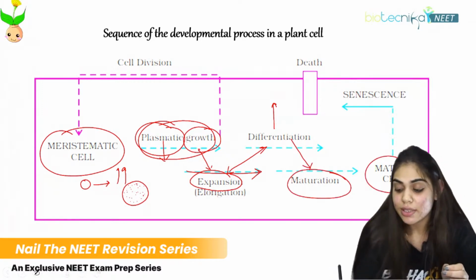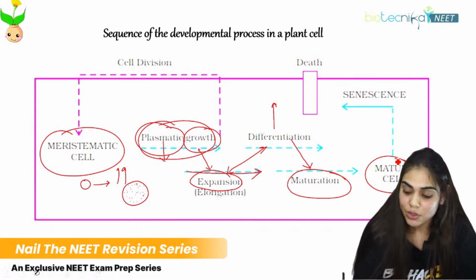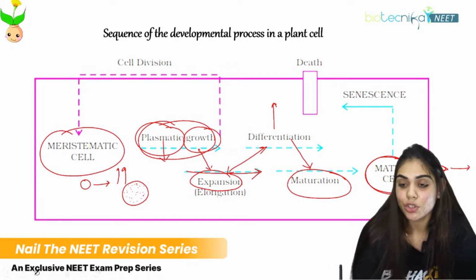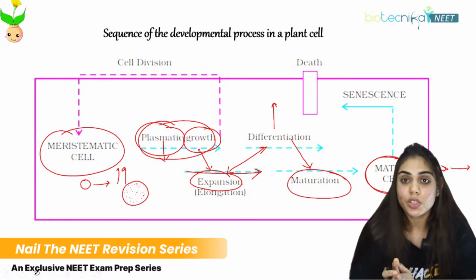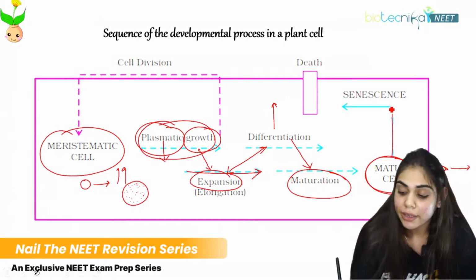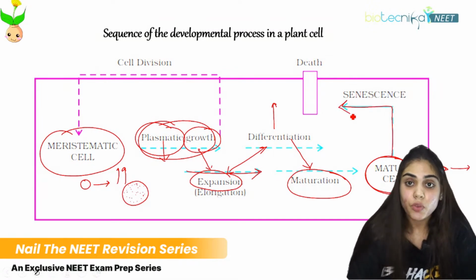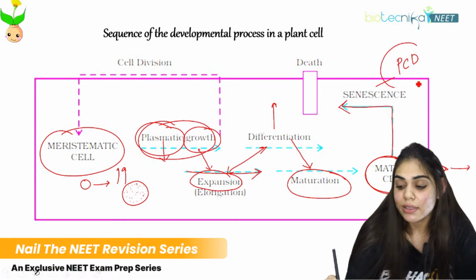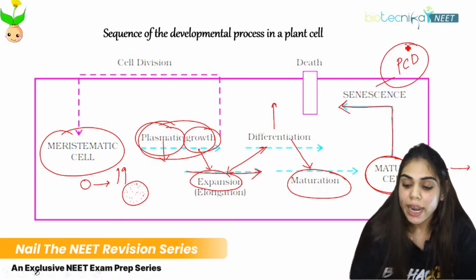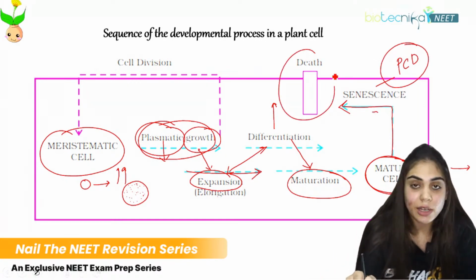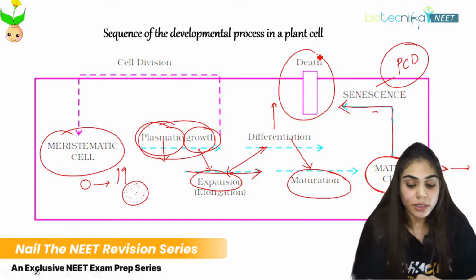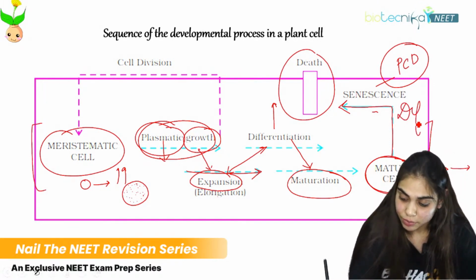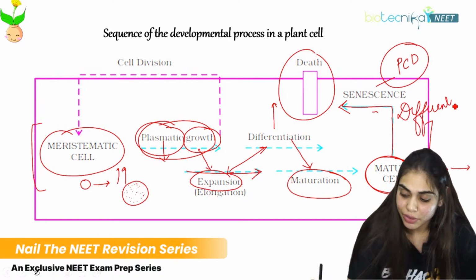Now this mature cell will not divide further. That's why you're not seeing any arrow here, because this is the last stage of the cell, where the cell stops dividing. That's the time the cell enters senescence and aging. What is senescence and aging? This is programmed cell death, where the death of the cell will occur. At some point of time, the cell will die. This whole phenomenon is called differentiation.